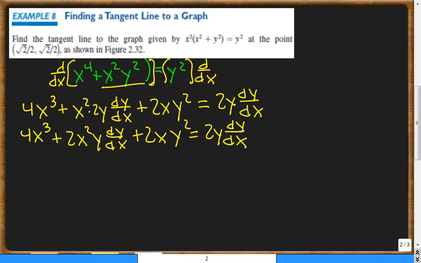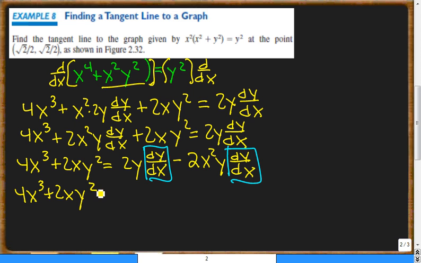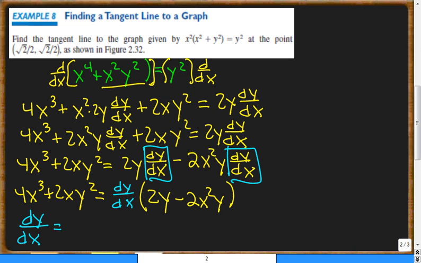We want to get all of our dy/dx terms on one side, so I'm just going to subtract this over since I've already got one on the other side. You'll have 4x cubed plus 2xy squared equals 2y dy/dx minus 2x squared y dy/dx. And we always want to get these on the same side so that we can factor out our dy/dx so that we can actually solve for what it is. So this, you'll end up with 4x cubed plus 2xy squared equals our dy/dx that we factored out times what was left over, which is 2y minus 2x squared y. And then eventually we just solve for dy/dx. So we get dy/dx equals 4x cubed plus 2xy squared all over 2y minus 2x squared y.